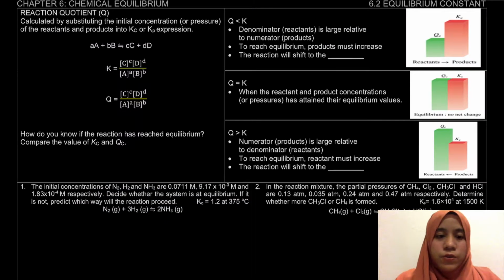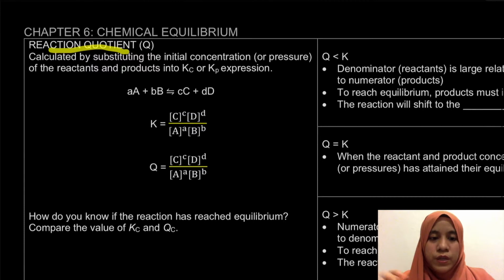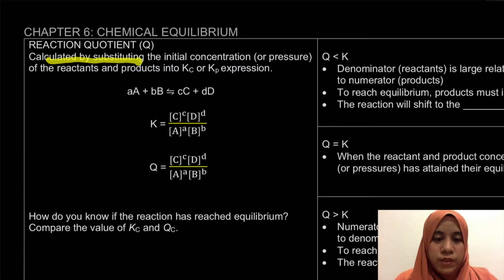Okay, so Q is actually the reaction quotient. So how are we going to find out our Q? It is calculated by substituting the initial concentration or pressure of the reactant and product into the Kc or Kp expression. Okay, so this is the general equation for a reversible reaction.